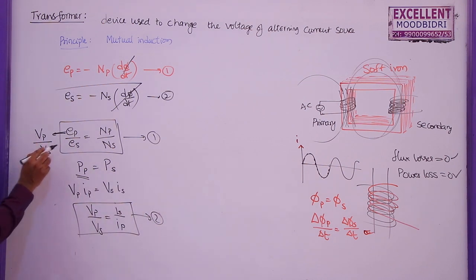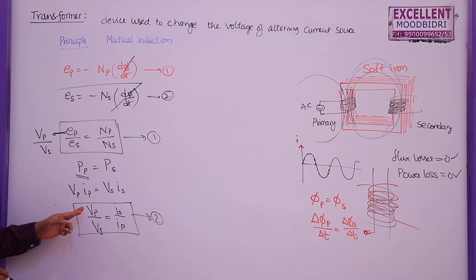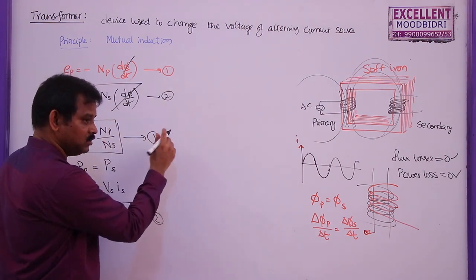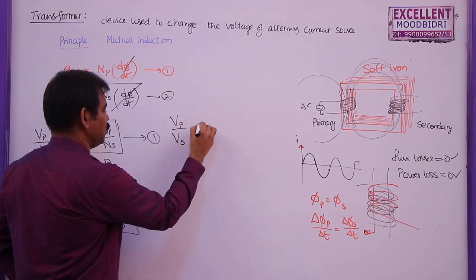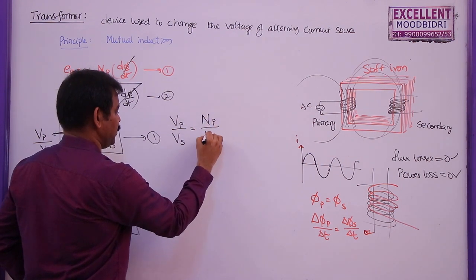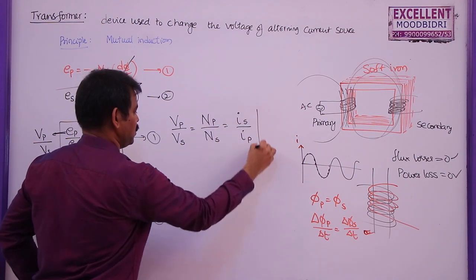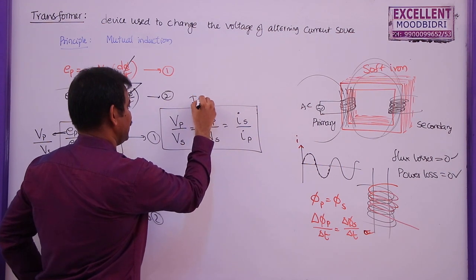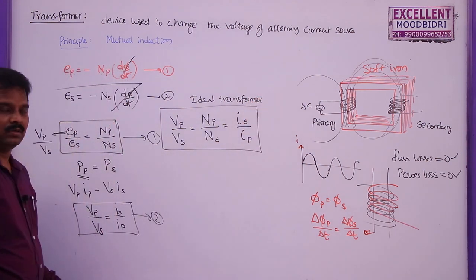In equation 1, V_P/V_S is equal to N_P/N_S. That means the ratio of the voltages across the primary and secondary coils is equal to the ratio of the number of turns in the primary and secondary coils. Similarly, the ratio of voltages across the primary and secondary coil is equal to the ratio of the currents in the secondary to the primary coil. So here it will be reversed. If you combine these two, we can write the transformer formula: V_P/V_S = N_P/N_S = I_S/I_P. You can write this only for an ideal transformer, a transformer in which no power is lost.